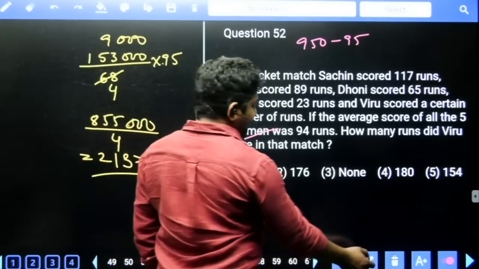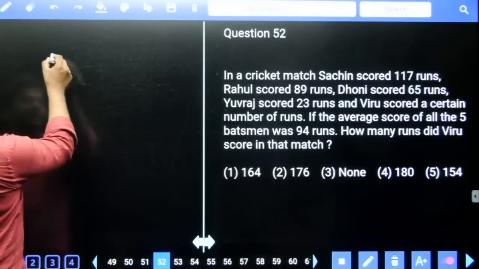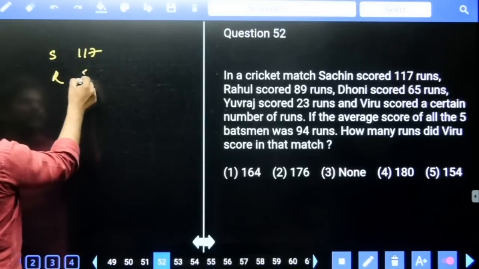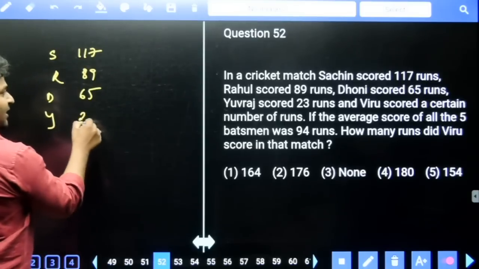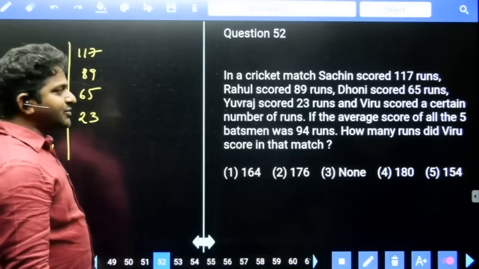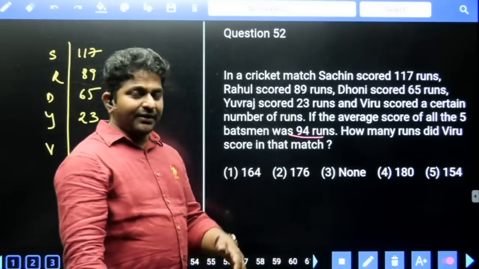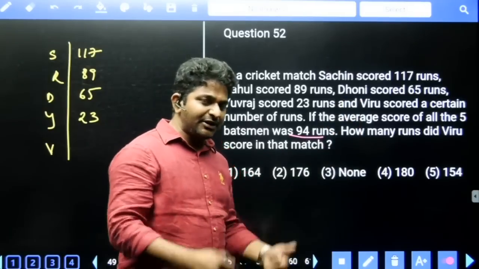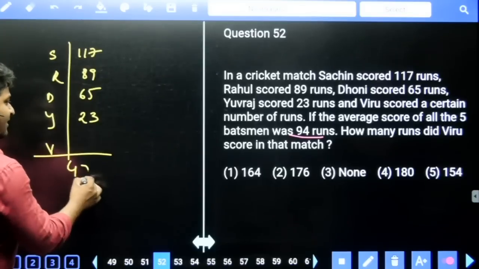In a cricket match, Sachin scored 117 runs, Rahul scored 89 runs, Dhoni scored 65 runs, Yuvraj 23 runs, and Veer scored a certain number of runs. If the average score of all 5 batsmen was 94, then the sum of runs scored by all 5 members is 94 times 5, that is 10 times 94 made half. 10 times is 940, half of that is 470.